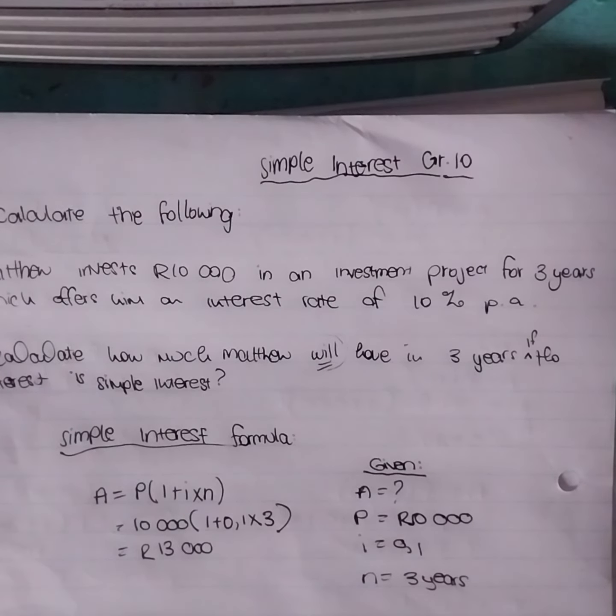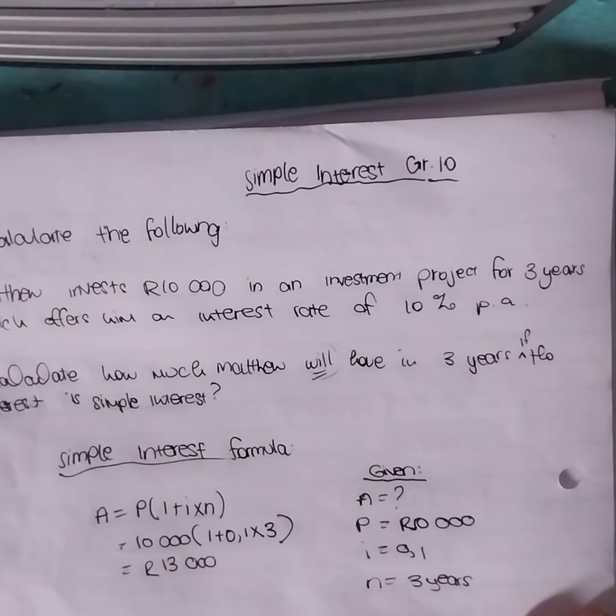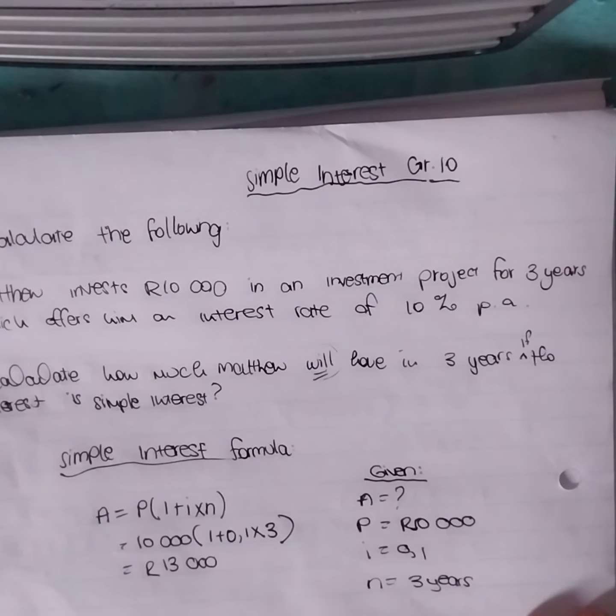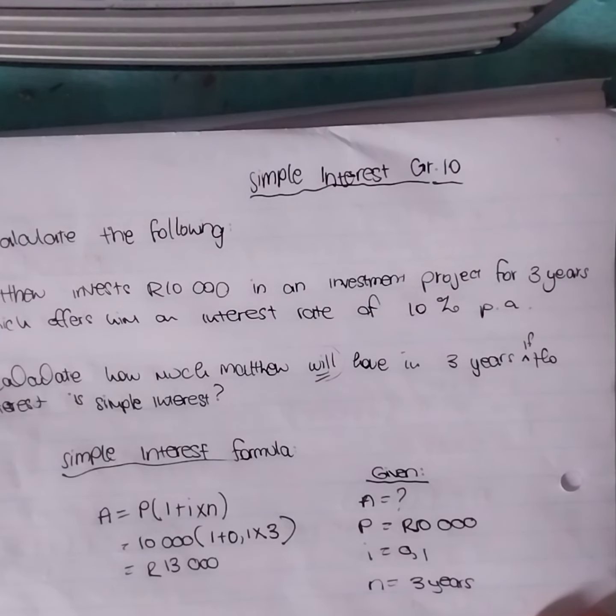Today, I'm going to be talking about simple interest. I already did an example for you and I just want to discuss it with you. So let's get to it. It says here, calculate the following. Matthew invests 10,000 Rand in an investment project for 3 years, which offers him an interest rate of 10% per annum.